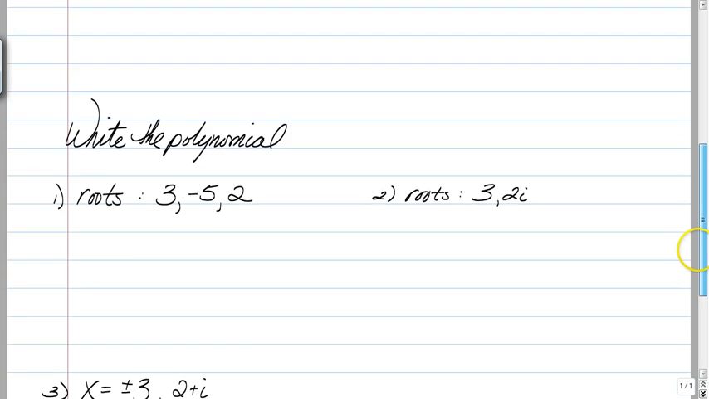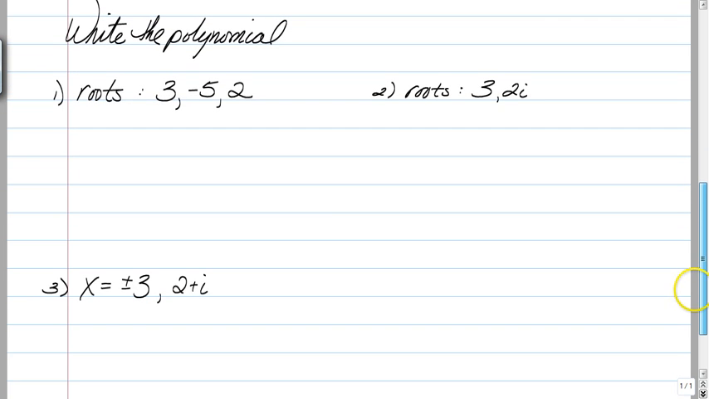So now we're going to work backwards. I'm going to give you the roots. You're going to give me the polynomial. So this really isn't that bad, because now we're just going to start working backwards. So if you think about this, this says x equals 3, this says x equals -5, and this says x equals 2. Now remember, these are zeros. So it came from an equation that was equal to 0.